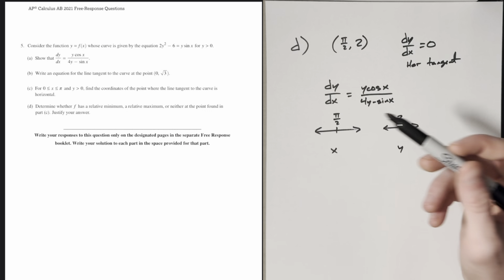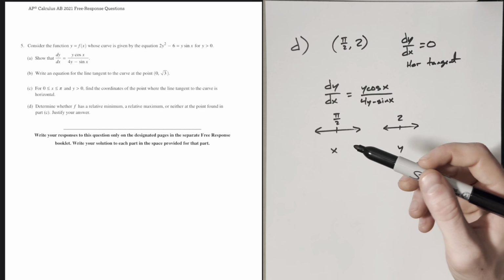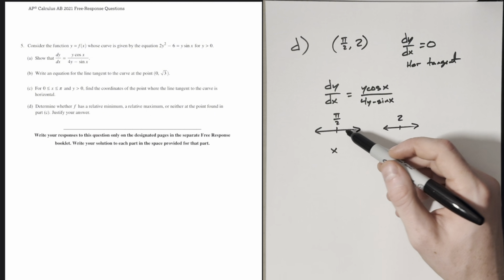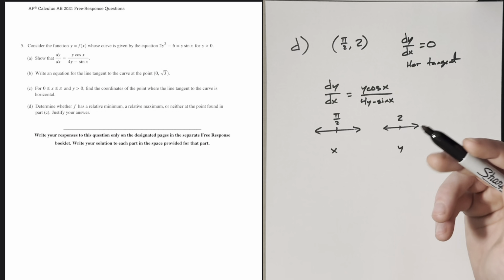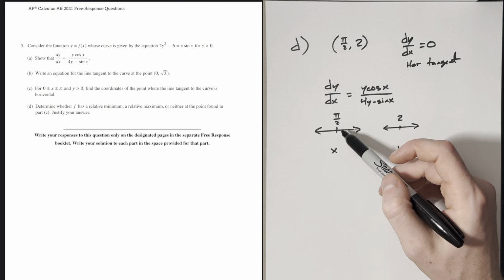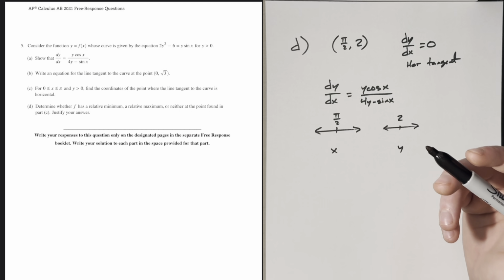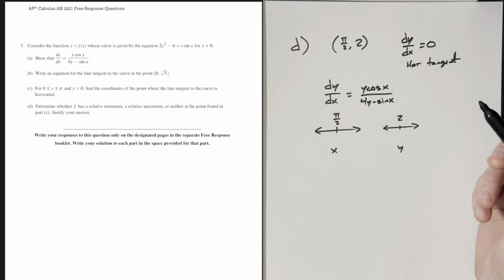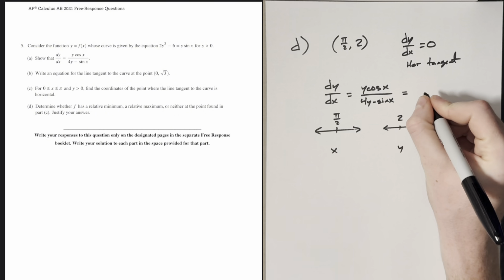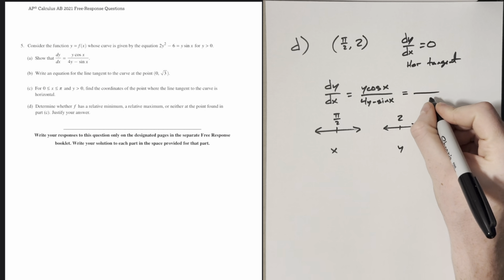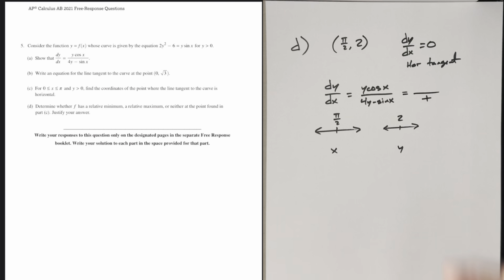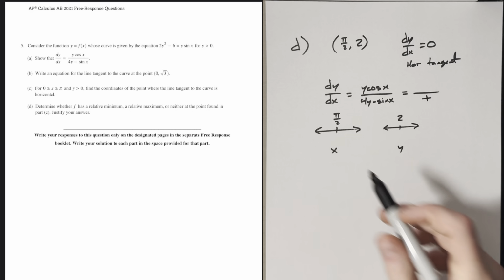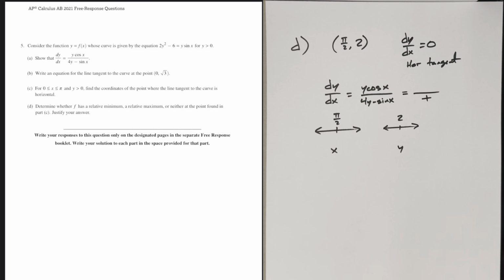Now the sine of pi over 2 is equal to 1. If I plug in a number slightly greater than pi over 2, I'll get a number slightly less than 1, and same thing on the other side. I'll get a number slightly less than 1. So is 4y minus sine x changing signs? I would say no. 4y minus sine x is always positive. This is always a positive value.